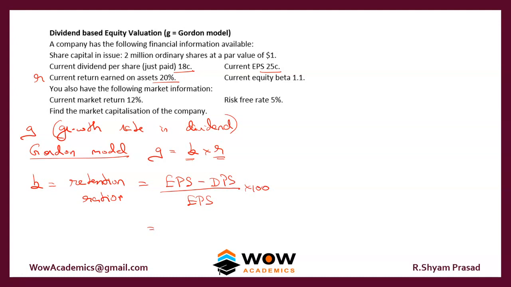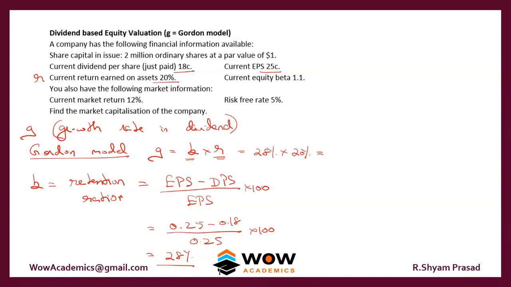So EPS is 25 cents, and DPS is 18 cents. The answer comes to 28%. So now we'll find out the B into R. So the B comes to 28% and the R comes to 20%. So we'll get the G here.